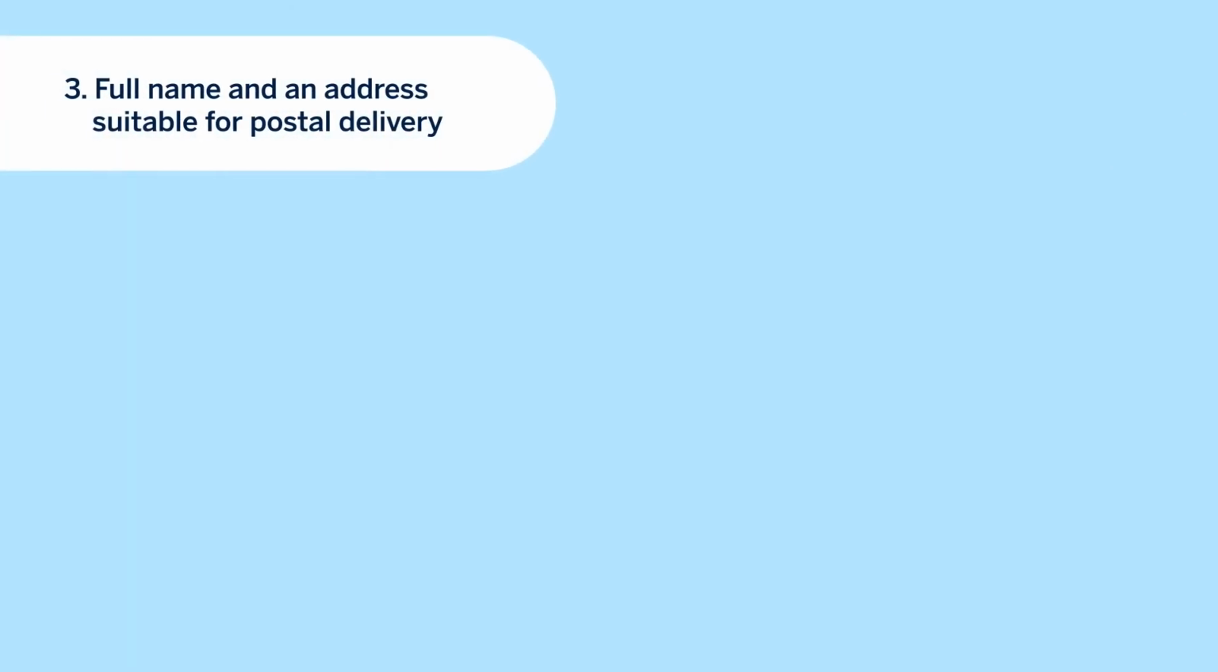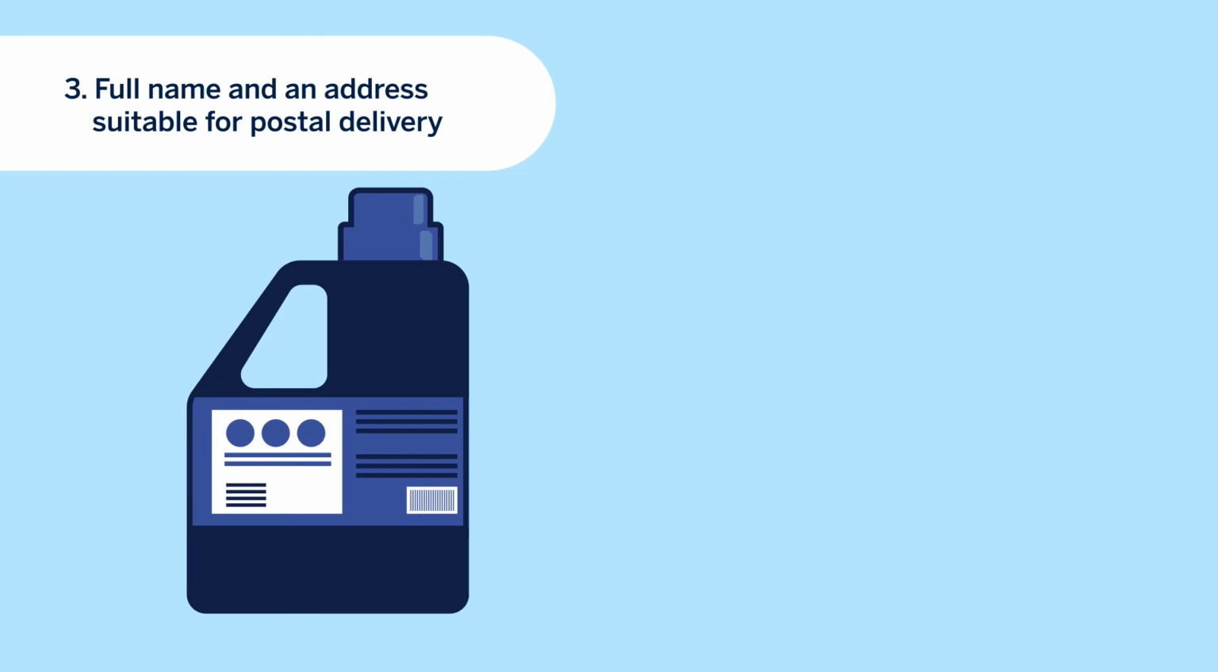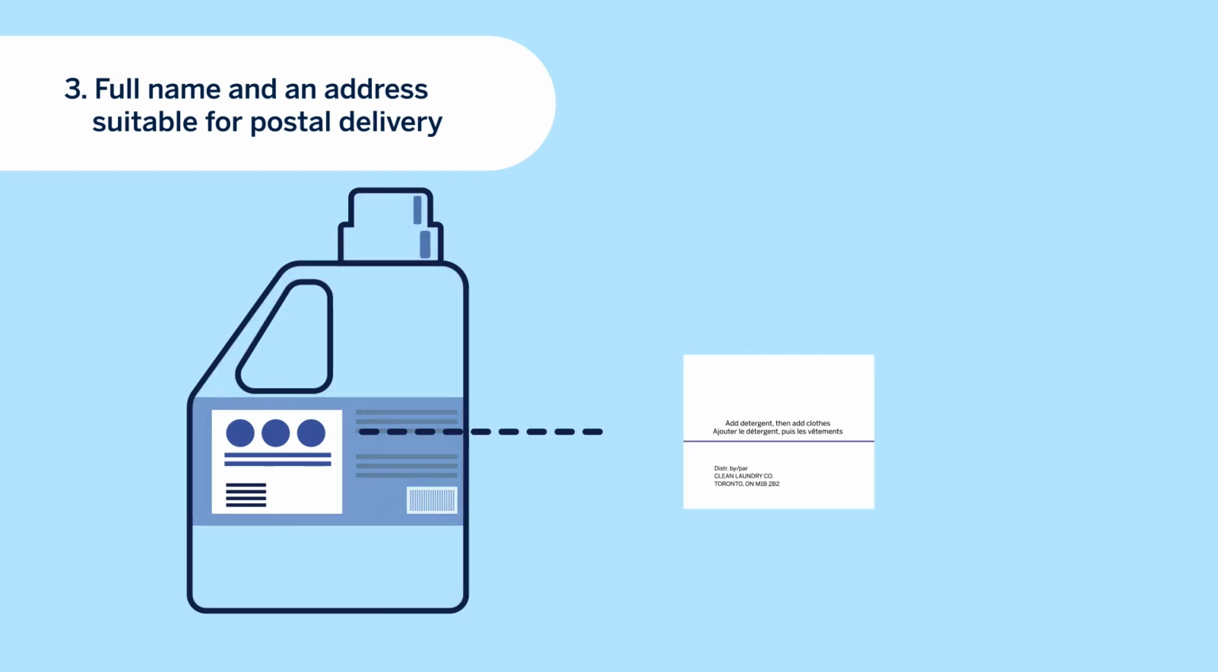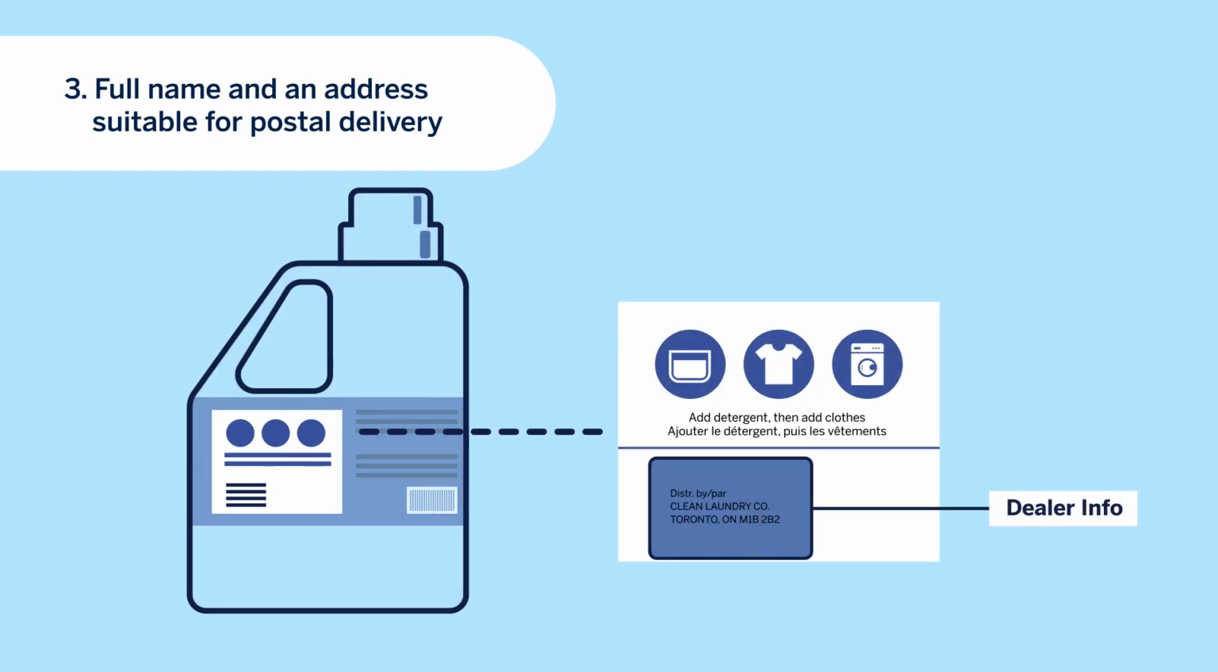The third step is make sure the dealer's name and principal place of business is an address suitable for postal delivery. A name and address are necessary because consumers may wish to get in touch with a business to ask a question or seek additional information on the product.